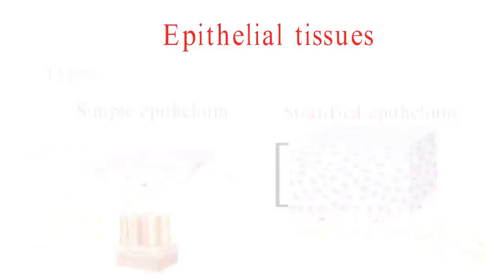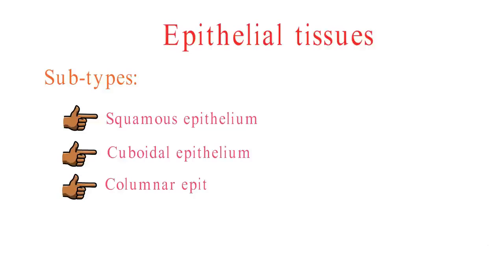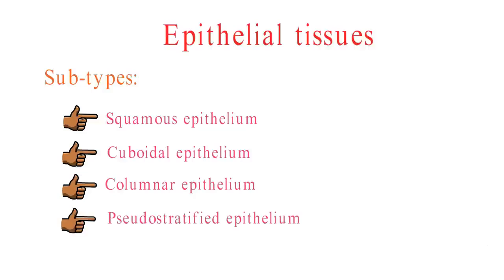There are also several subtypes of epithelial tissue, each with its own unique characteristics and functions. Some of the most common subtypes include squamous epithelium, cuboidal epithelium, columnar epithelium, pseudostratified epithelium, and transitional epithelium.